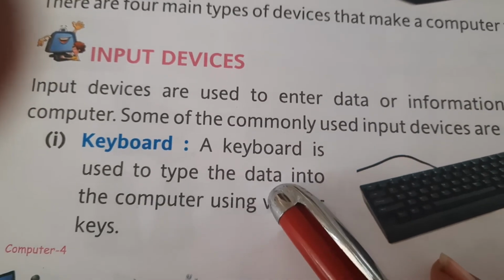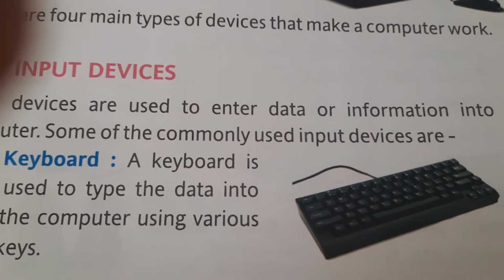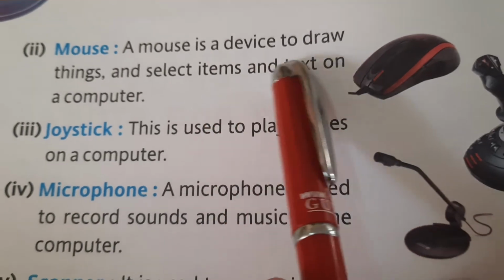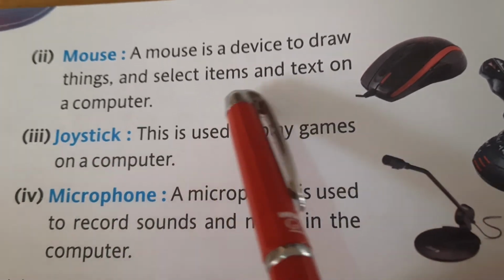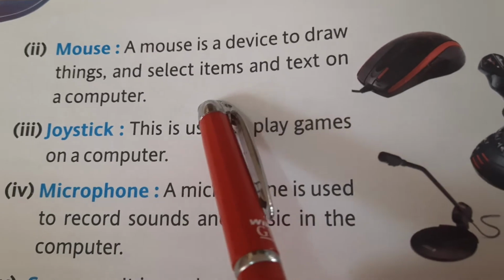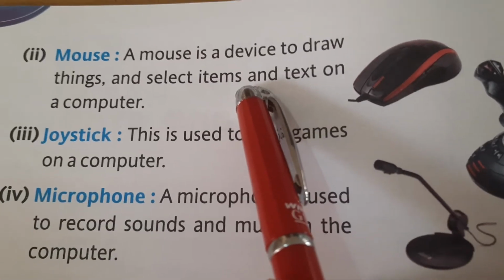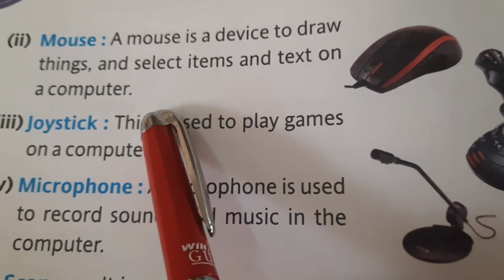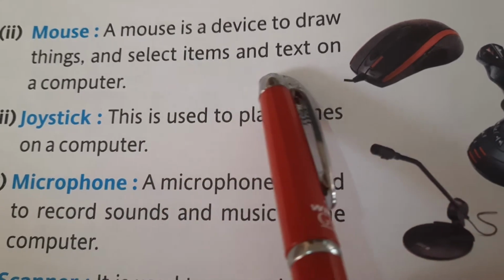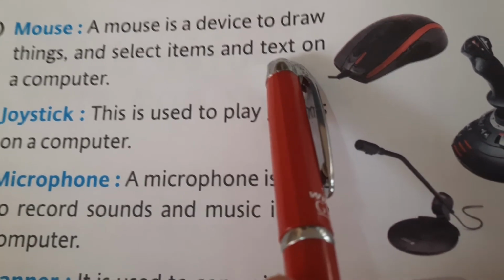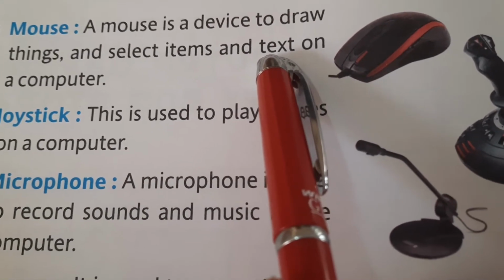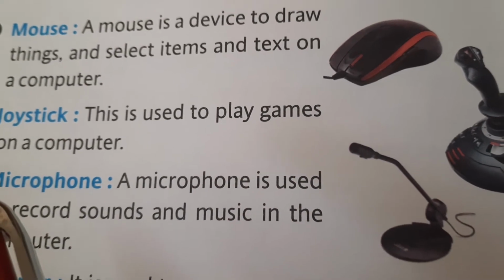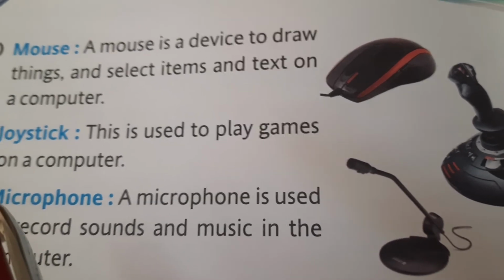So in short, we are going to study about those, children. Now the next device is mouse. A mouse is a device to draw things and select items and text on the computer. It is a very useful device when we want to draw anything on the computer. It is also used for selecting items and also for selecting text. Why do we need to select text? We have studied in class 3 also that when we want to make any changes or cut, copy, paste, we need to select the text.